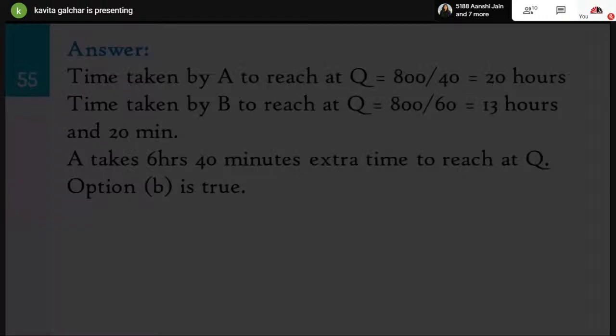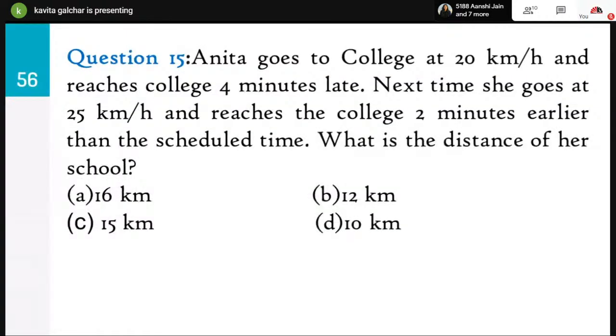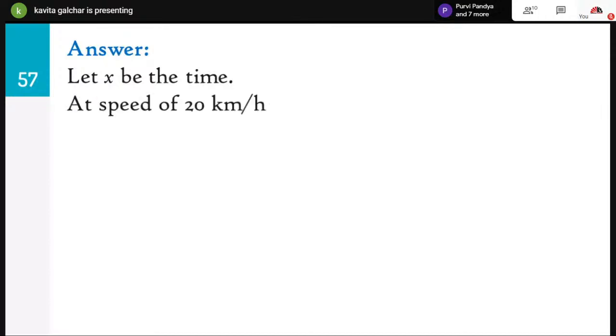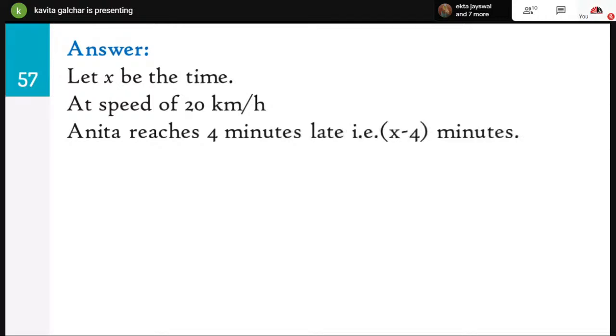The next one: Anita goes to college at 20 km per hour and reaches college 4 minutes late. Next time she goes at 25 km per hour and reaches the college 2 minutes earlier than the scheduled time. What is the distance of her school? I don't know the distance. First of all I presume that x is the time. At 20 km per hour Anita reaches 4 minutes late, so you will get the expression x plus 4.